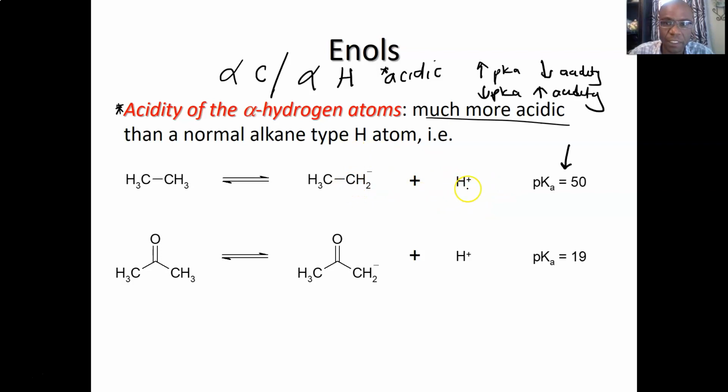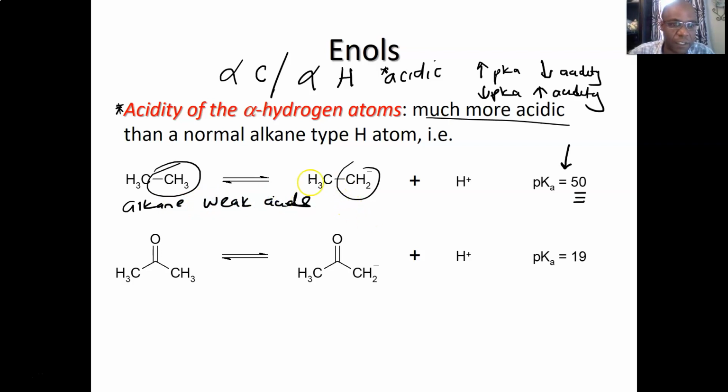So here you're going to need a lot of energy, so to speak, to take out a hydrogen from the CH3 to get a CH2. Okay, so alkanes are extremely weak acids. But now what about a ketone or an aldehyde having an alpha hydrogen? So these are alpha hydrogens. I can show one like that. So this one can be taken out by a base.